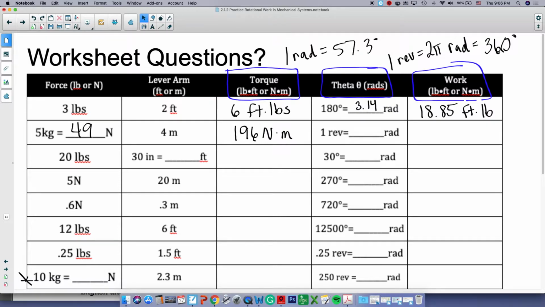And 1 revolution, so that's up here, 1 revolution is 2 pi radians. Okay, or it's 2 times 3.14, so now I can just multiply from left to right. 196 times 2 pi.